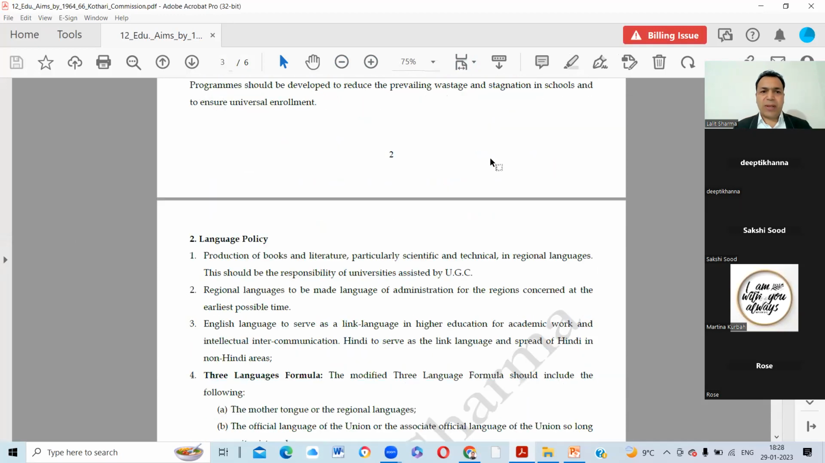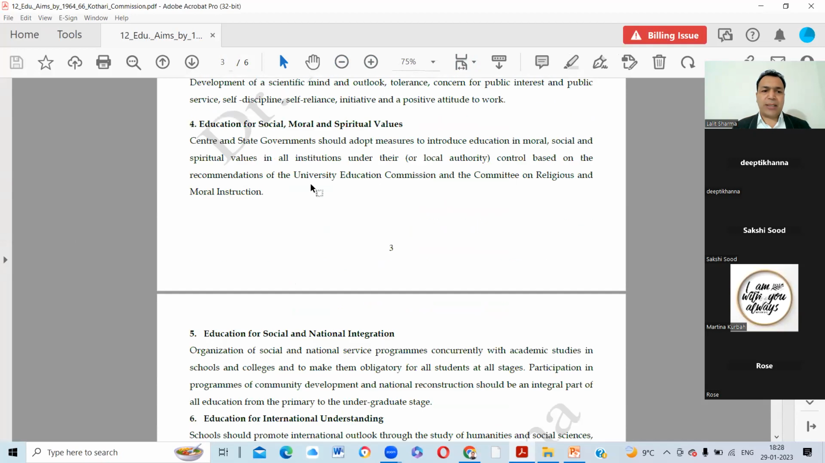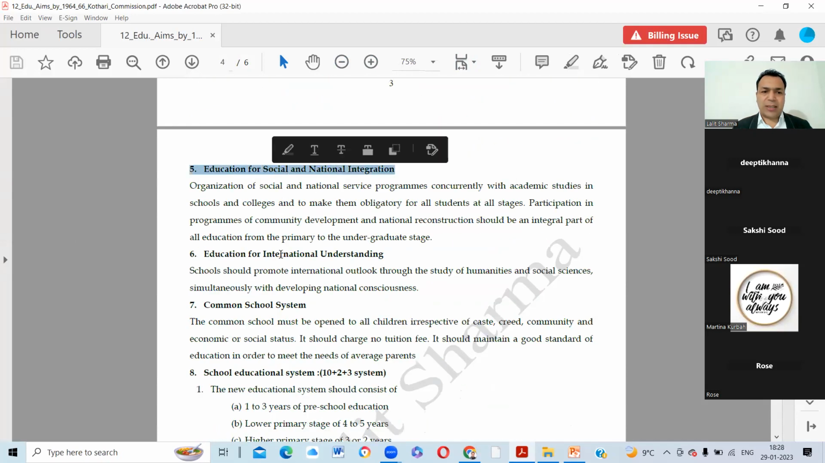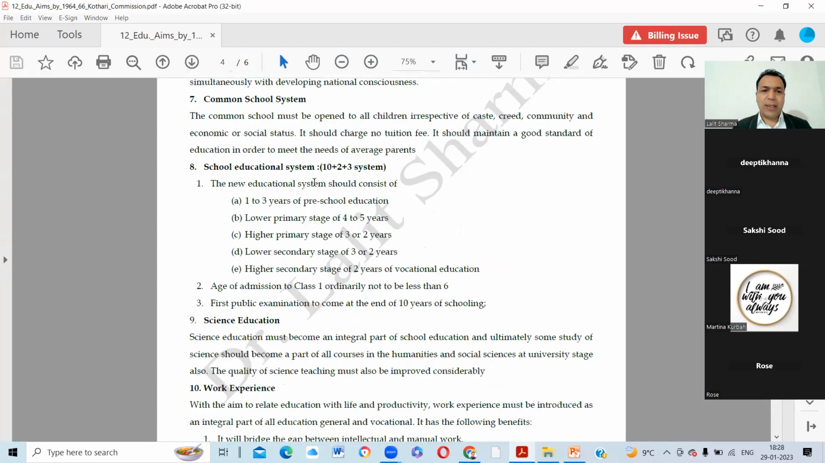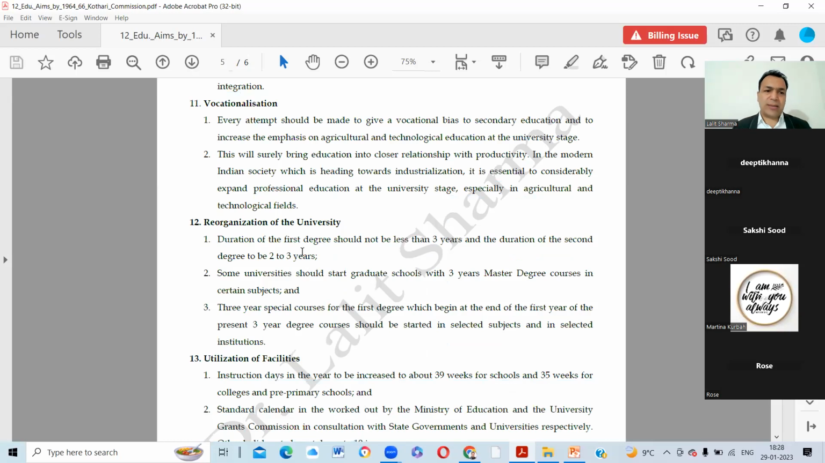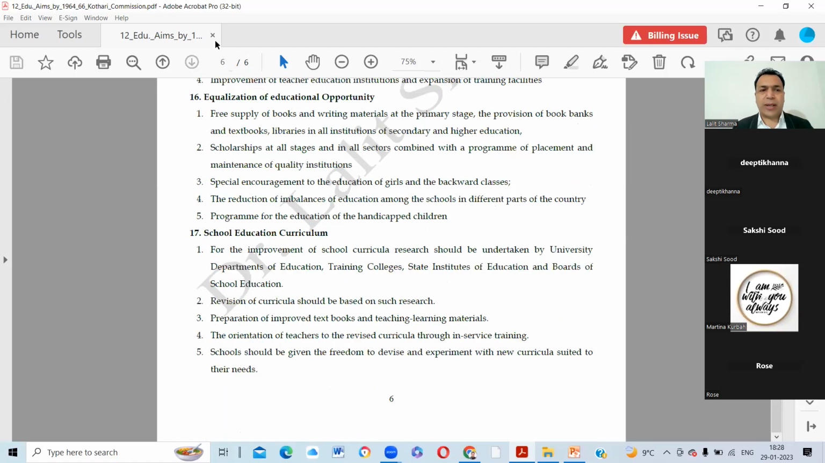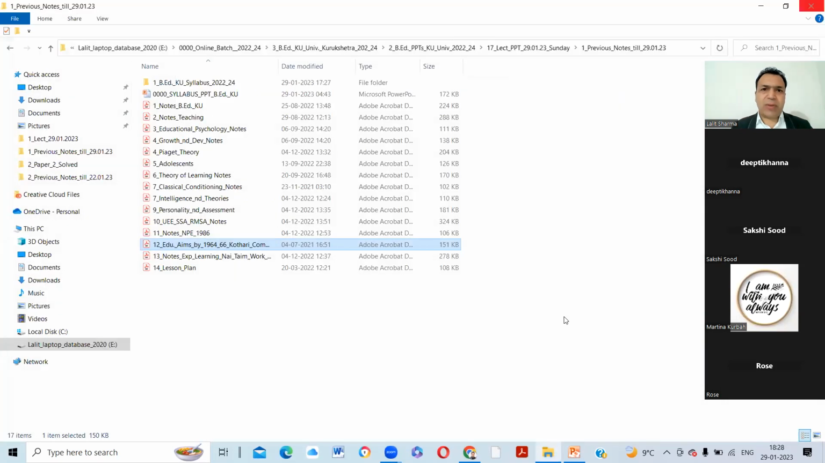See these: free and compulsory education, language policies, educational democracy, education for social and national integration, education for international understanding, common school system, right? Science education, work education, these are all the points. Under the recommendations you can write them. I'm going very swiftly because we have already discussed this many times. So you can say this is also a revision class, right, guys?